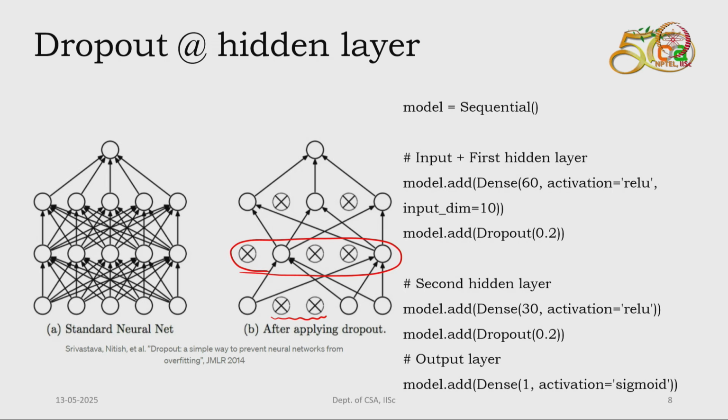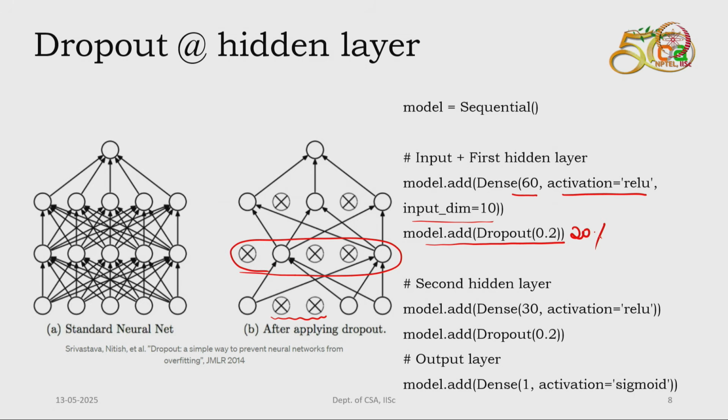So, what is the first one? You are writing a hidden layer which has 60 neurons, and because it is a hidden layer, the activation is ReLU and the input dimension is 10, because there are 10 input features. Now, after you have specified the hidden layer, then you are writing the dropout. What is the dropout percentage that we are writing here? We are writing 20%.